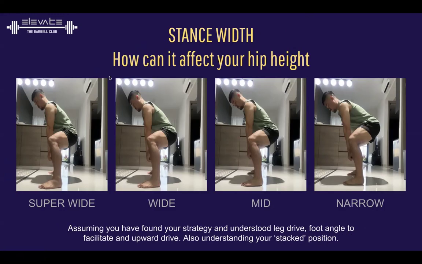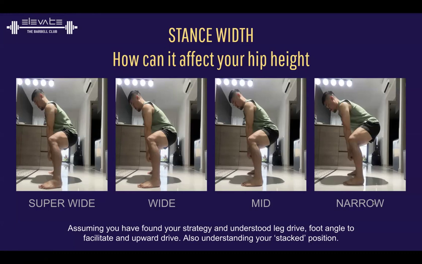But anyway, try and create a pictorial memory of all these pictures. Basically, for the wider stance, with the stack position, I'm the most upright. With the less wide stance, I have more forward lean. For the mid, relatively similar, but you realize that there are some changes in the knee position and hip height. And last but not least, the narrow stance.